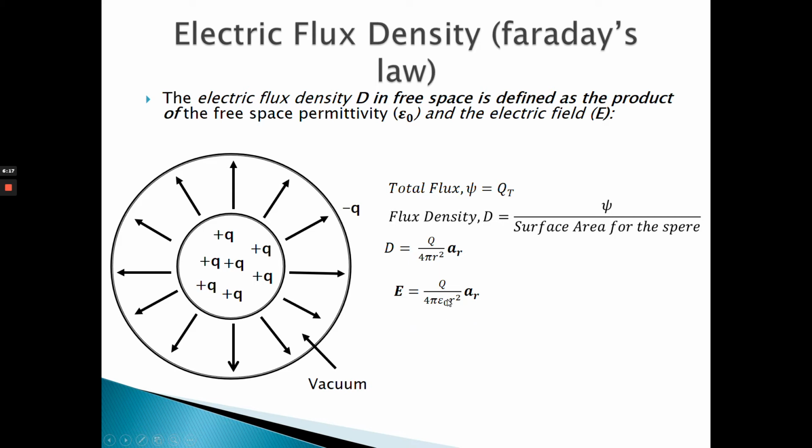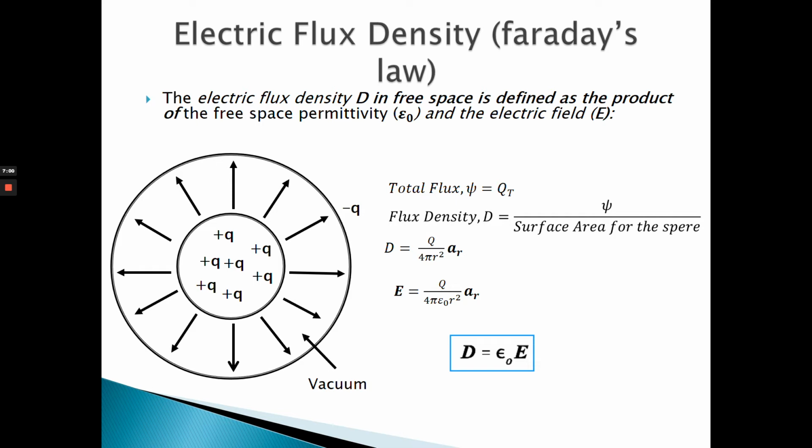If you leave this one out, the whole equation becomes E is equal to D divided by epsilon naught, because this whole thing is D. So easily we get D is equal to epsilon naught E. If you multiply epsilon naught with any electric field intensity or electric field strength, you directly get your electric flux density. This is how the derivation goes.